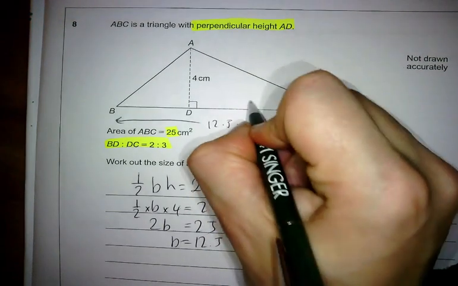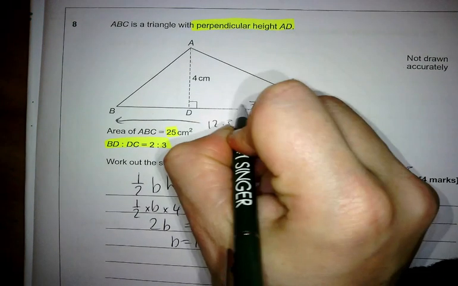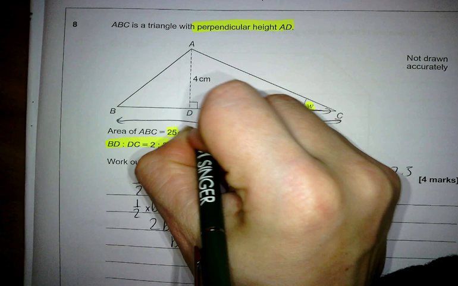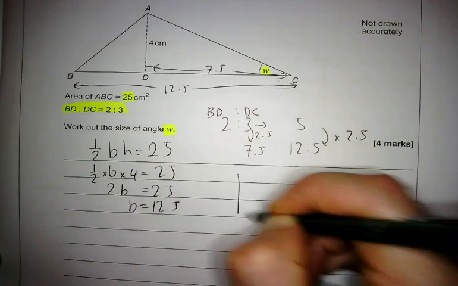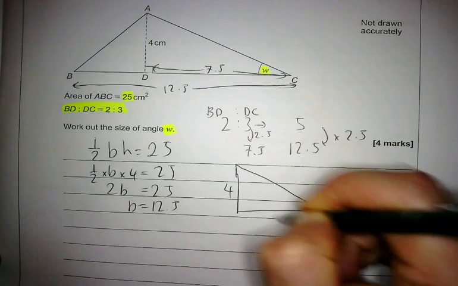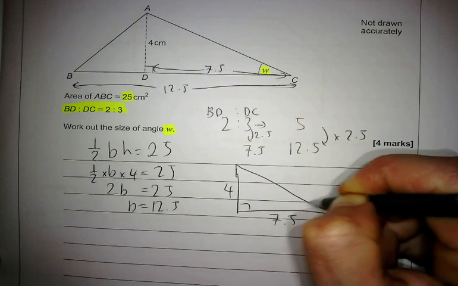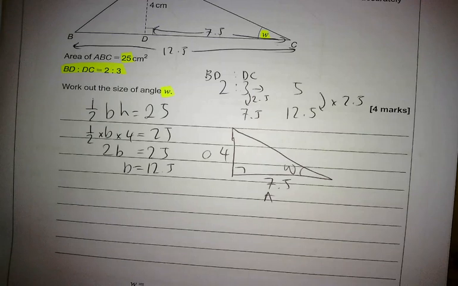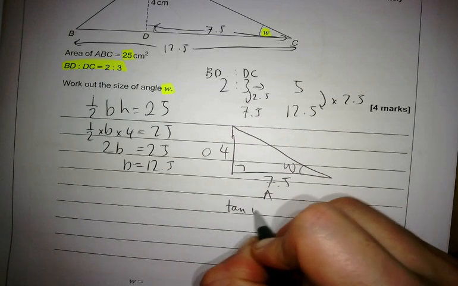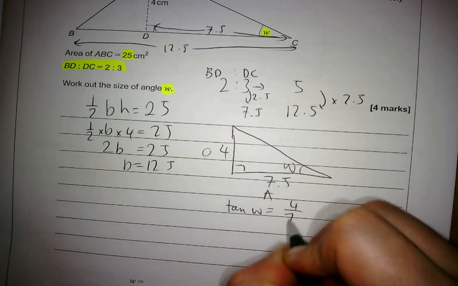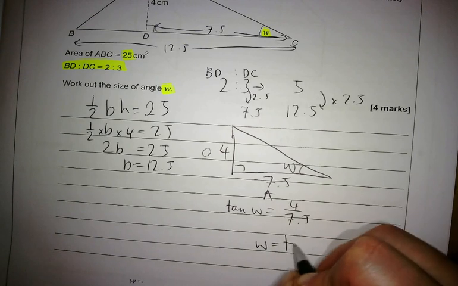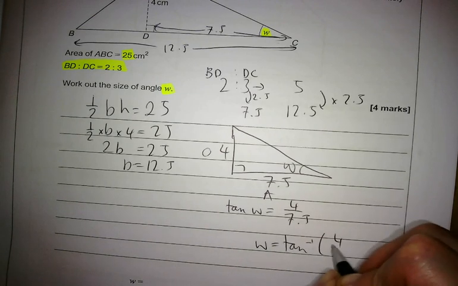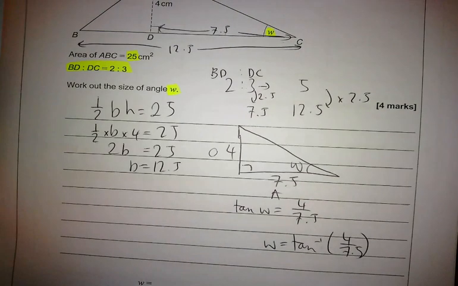So this distance is 7.5. I'm going to draw out that triangle. 4, 7.5. I've got the opposite and the adjacent, so I'm going to use tan. So tan W is 4 over 7.5. So W is tan to the minus 1 of 4 over 7.5.